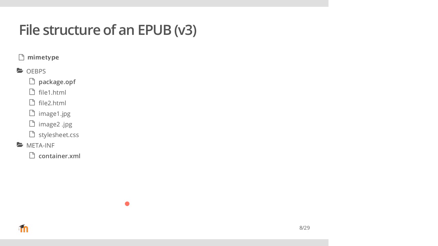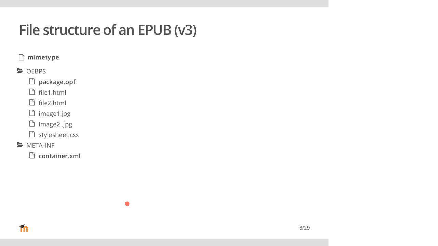So this is what the file structure of an EPUB looks like. Basically, it must have a MIME type file, and all that does is tell the operating system of the e-reader how that EPUB is formatted, and they're all formatted in the same way. They basically are zip files, essentially.